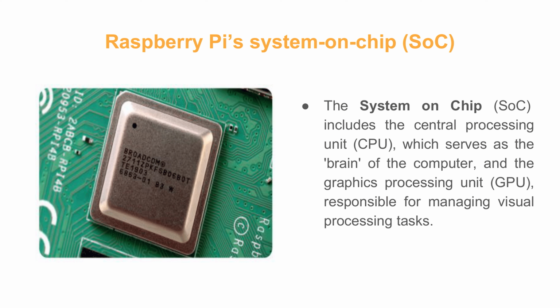Next, let us understand the core of Raspberry Pi, the system on chip. In a traditional computer, we have CPUs and GPUs as separate components, but in the Raspberry Pi, they are combined into a single compact and power efficient chip. The CPU acts as the brain of the computer, performing the calculations and tasks. The GPU handles all the visual outputs. This integrated design makes the Raspberry Pi ideal for small scale computing and embedded projects.